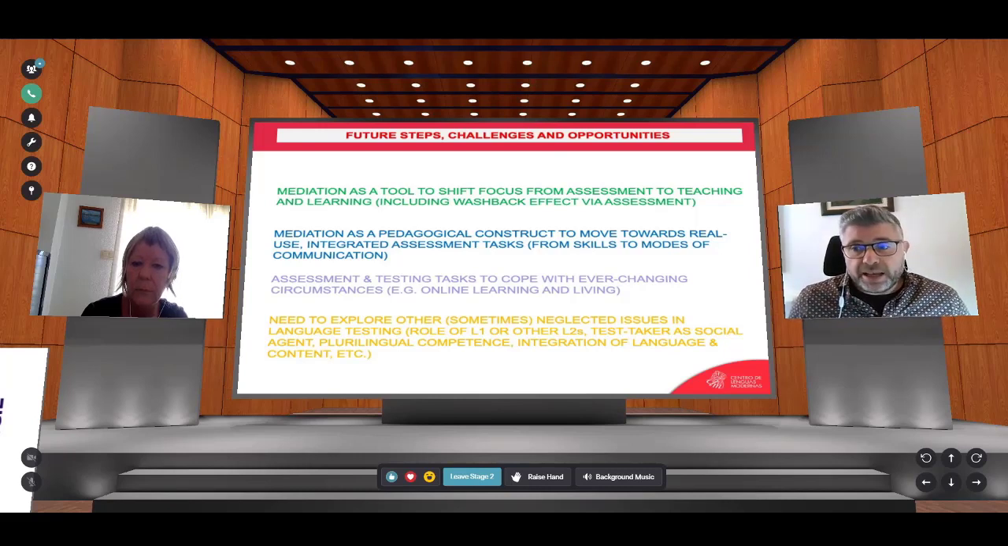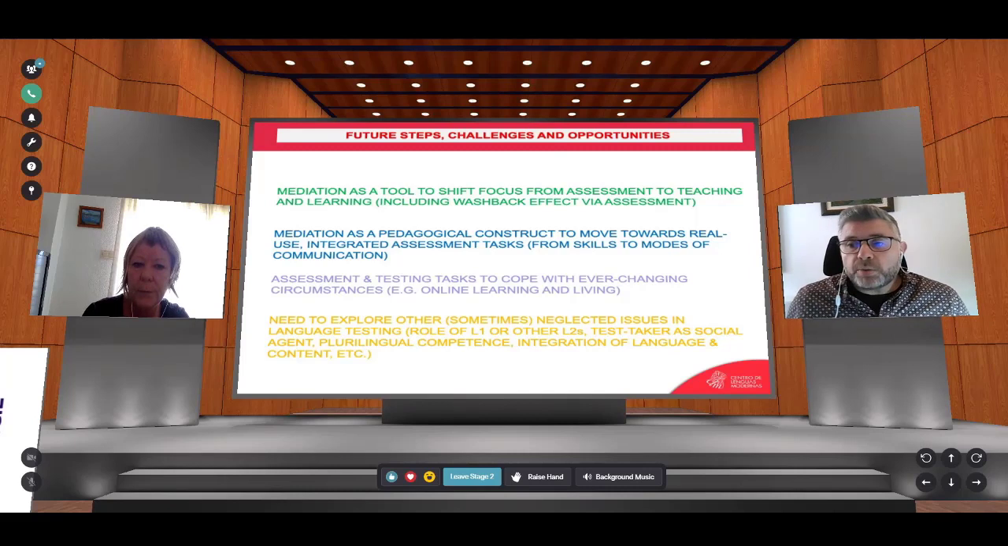Also, we've seen that mediation allows us to cope with ever-changing circumstances, as the one we presented, and the impact that COVID had in the university life of our students, and then this is reflected in our tasks. So mediation allows room for adjusting tasks to real life situations and requirements.